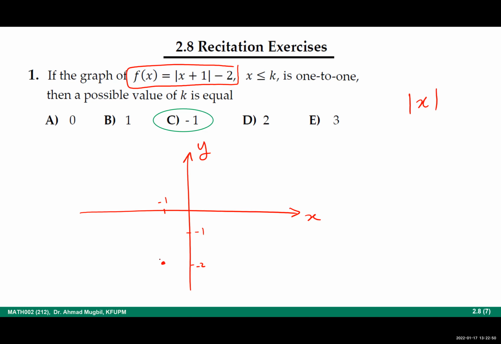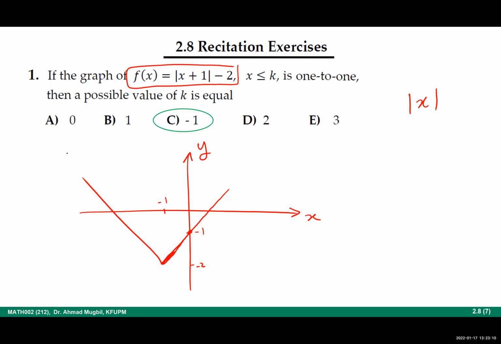If you want to draw it in an exact way, when x is 0, you find the y-intercept. It will be -1. So here we are. There is no reflection. It opens up, right? So something like this will be obtained at the end. Okay.